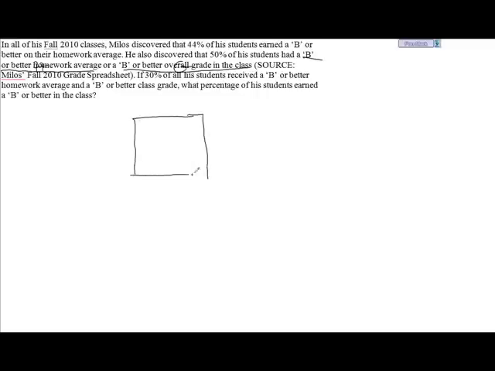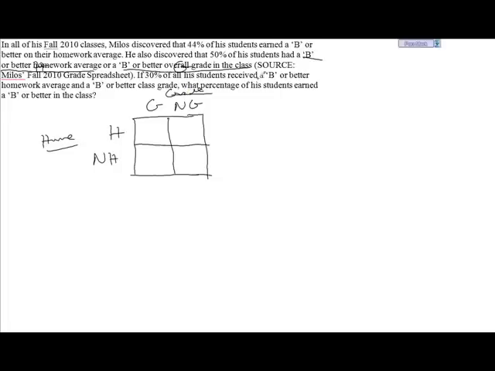Now we want to know in the end what percentage of students earned a B or better in the class. Obviously we don't have that piece of information directly given to us. So we have two events, B or better on homework, and then, well, what's the opposite of that? In other words, what's the complementary event? That's that they do not get a B or better on homework. Get a B or better in grade and not get a B or better in grade. So we'll have homework and we'll have a grade over here. Okay, so let's fill in some of these details.